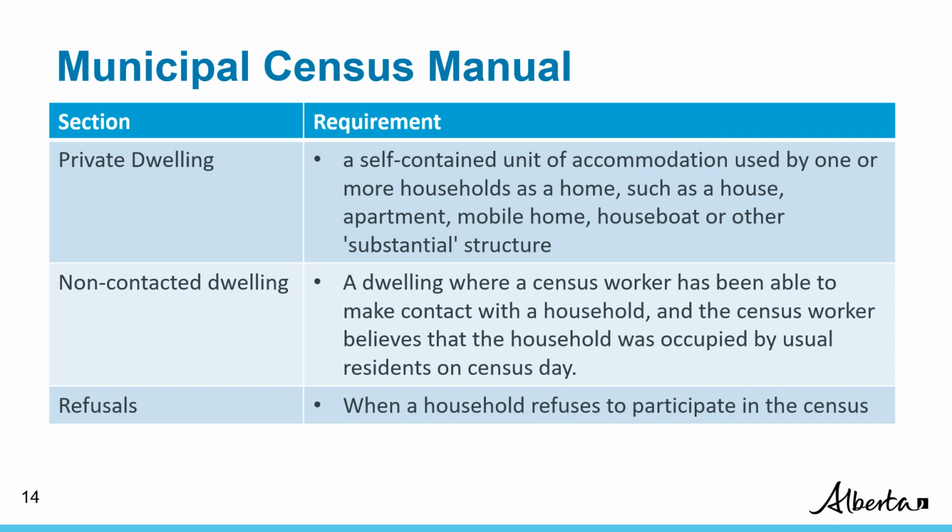A non-contacted dwelling is when a census worker was not able to make contact with anyone in the household, but believes that the dwelling is occupied by usual residents. There are several reasons for not making contact with anyone in a household. The most obvious reason is that they are out at the time of the visit. In this case, enumerators would need to make contact at a different time or place.